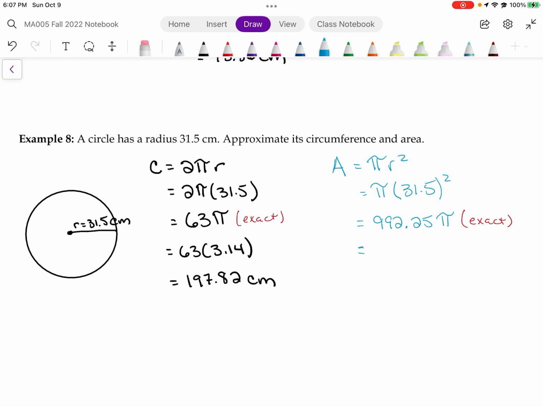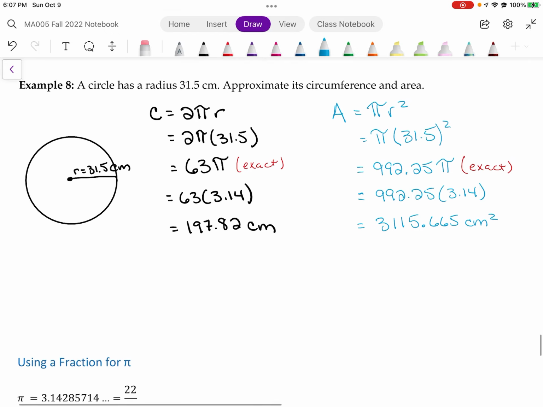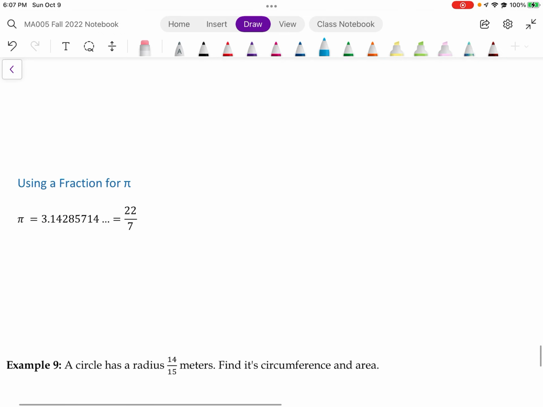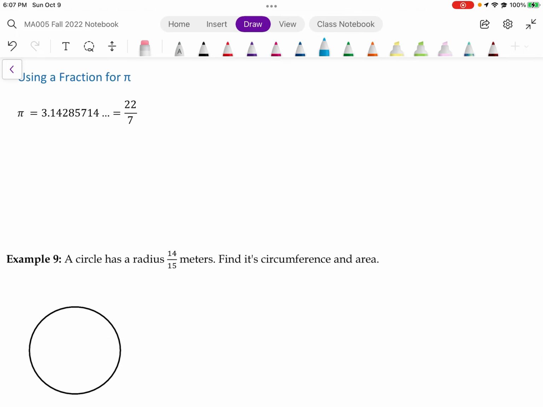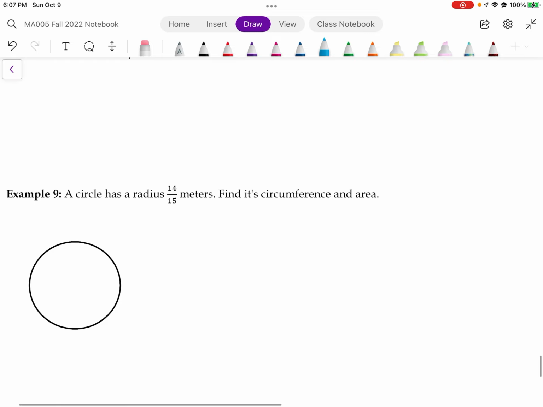So, all right, to approximate, we'd take 992.25 times 3.14, and we get 3,115.665 centimeters squared. Okay, so those are our two answers. All right, so that's doing it with a decimal, but we can also use a fraction for pi. As it turns out, we can approximate pi pretty closely with 22 over 7. It's still an approximation, but it's useful when we have a radius that's a fraction. Okay, so we're going to look at that now.